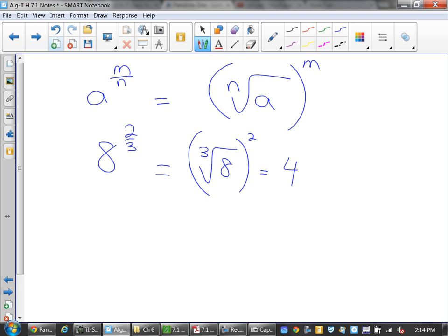Yes, there will be calculator and non-calculator with some of these things. You're going to be able to take cube roots of some values that are easy to work with. Cube root of 8 is 2, but we should all know that. So you do what's inside the parentheses first. You work your way out of the parentheses, is all you're doing.